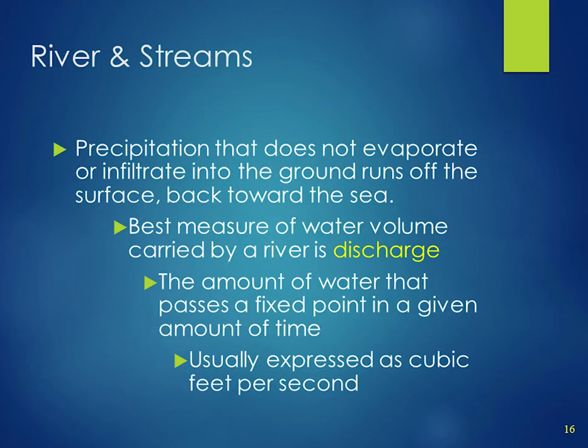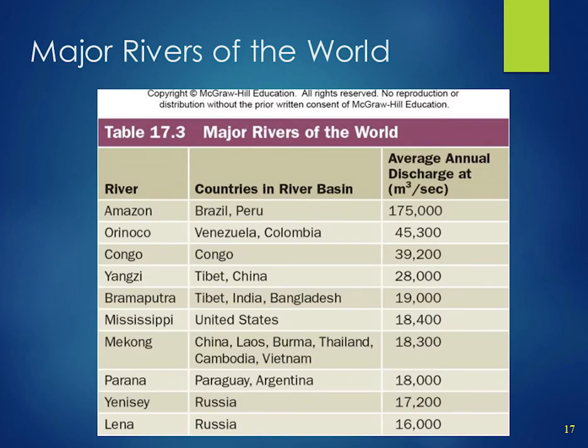Rivers and streams occur when excess water that cannot filter into the ground collects and runs off. The amount of water collected and transported by rivers is known as the discharge rate. This rate varies by location due to soil type, topography, and precipitation. Table 17.3, Major Rivers of the World.